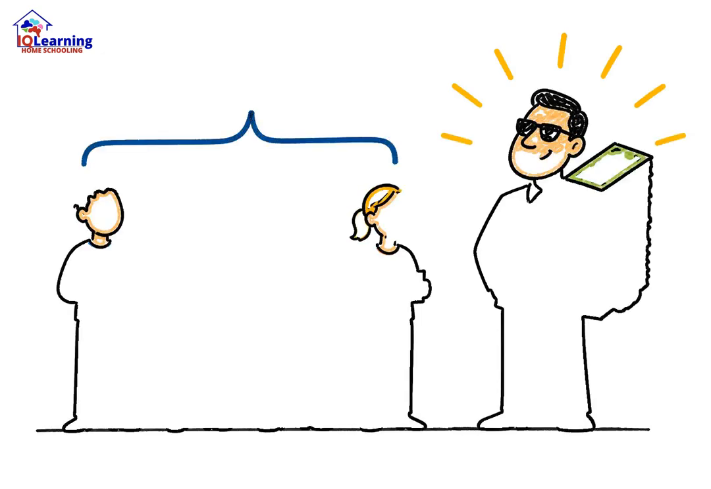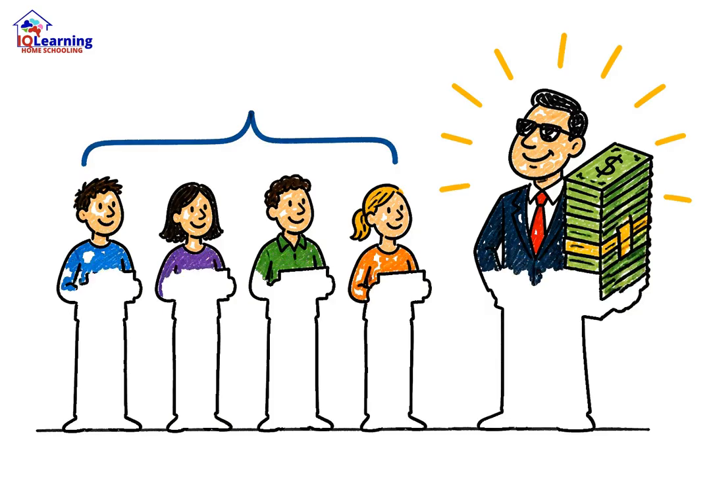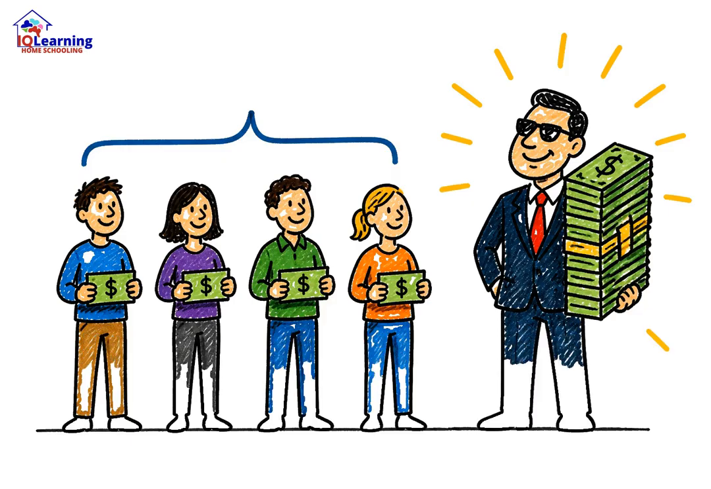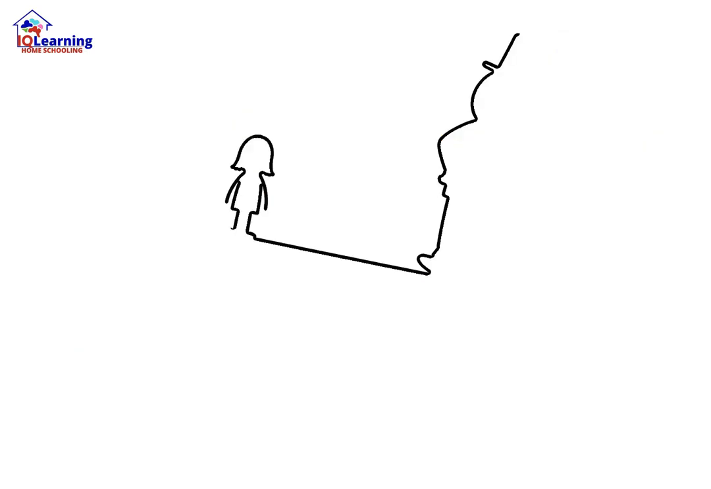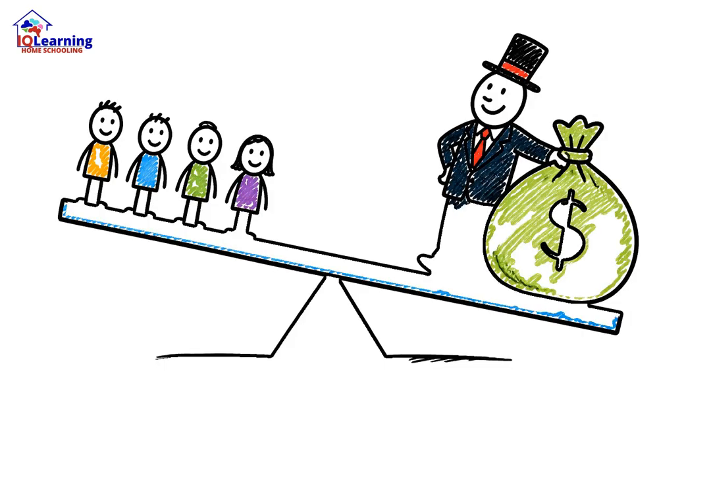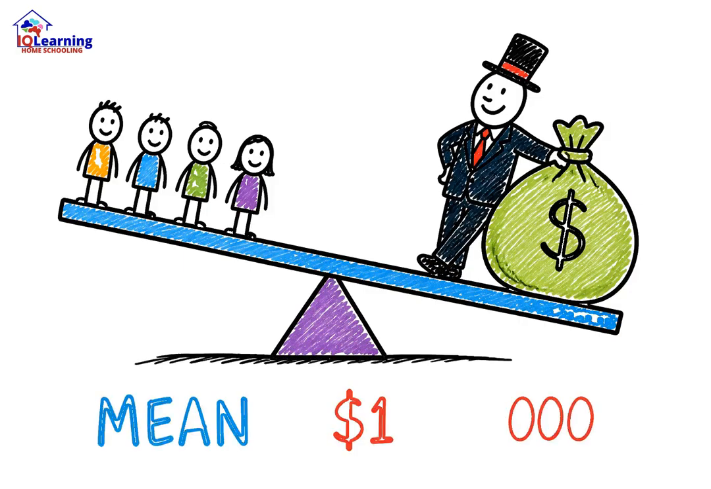Imagine 5 people are in a room. 4 of them earn a normal salary, around $45,000 a year. The 5th person is a CEO who makes $5 million. If you calculate the mean salary, what most of us call the average, it comes out to over $1 million. Does that sound typical? Of course not.